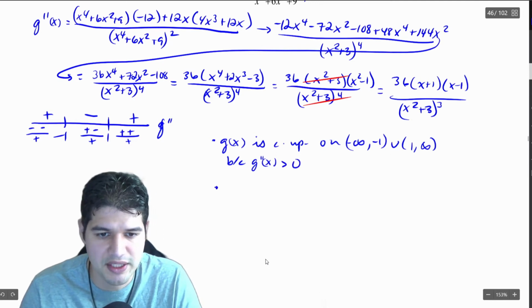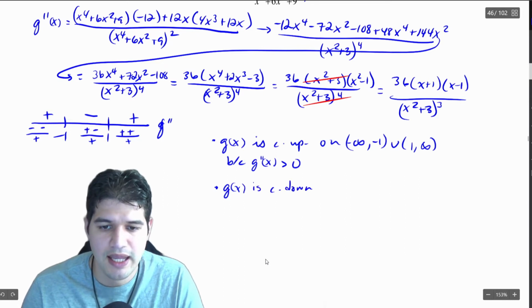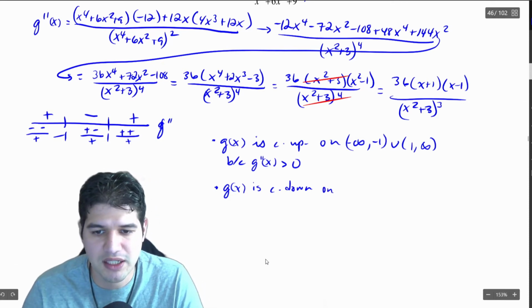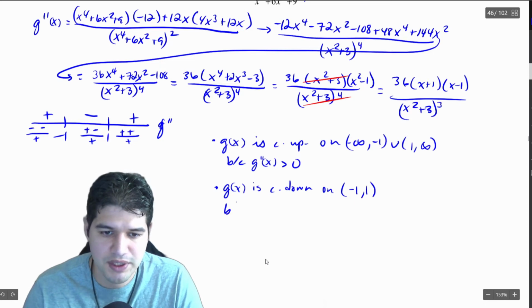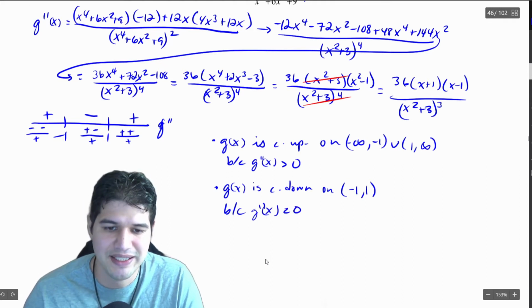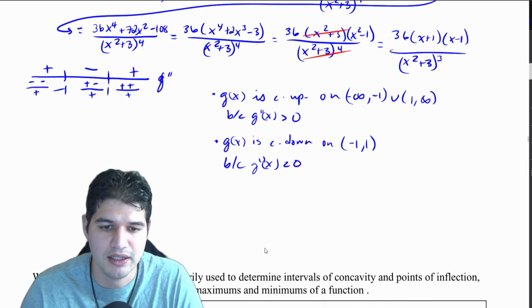And then along with this, we know that g of x is concave down. And we know this because, we know it's concave down on negative 1 to 1, in between those two values, because the second derivative of x is less than 0. It is negative. And again, we see that in our sign chart above right there.